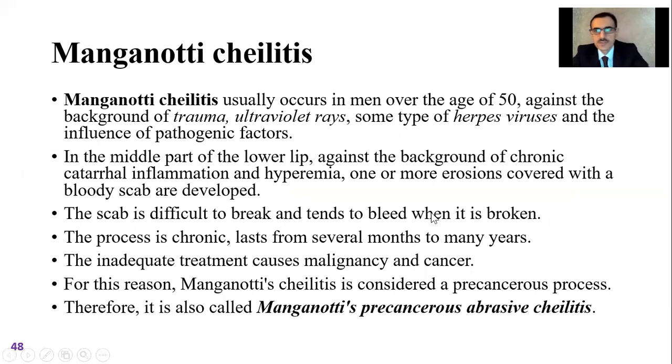Manganotti cheilitis usually occurs in men over the age of 50 against the background of trauma, ultraviolet rays, sometimes herpes viruses, and the influence of pathogenic factors. In the middle part of the lower lip, against the background of chronic catarrhal inflammation and hyperemia, one or more erosions covered with a bloody scab develop. The scab is difficult to break and tends to bleed when it is broken.